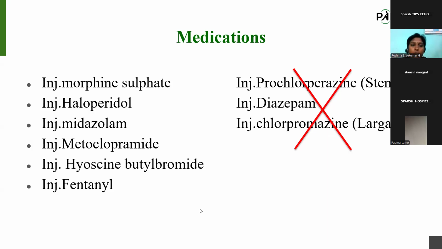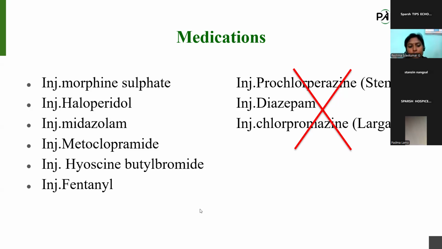We usually do not give some medications like Stemetil or diazepam. That means we do not prefer to give oily preparations subcutaneously. We can easily give morphine, haloperidol, midazolam, metoclopramide, hyoscine butylbromide, and fentanyl. And we are not giving some antibiotics, some oily preparations, and some powder forms. Injection Pantop we will not give subcutaneously.